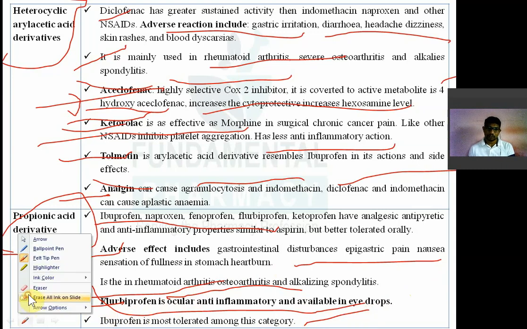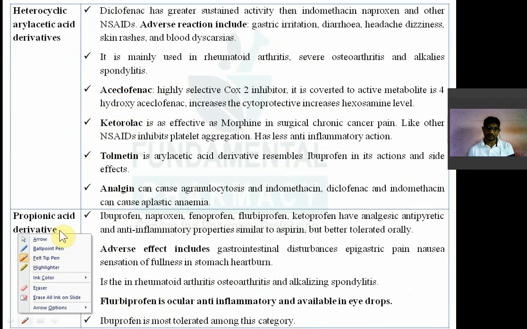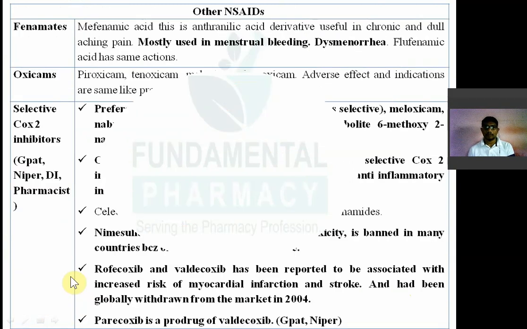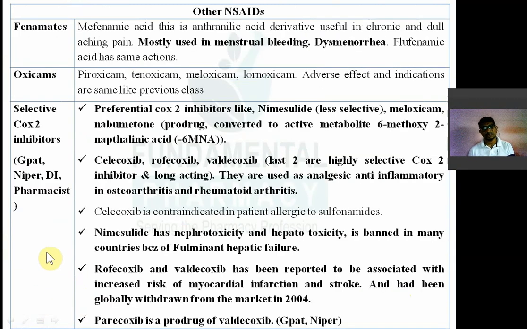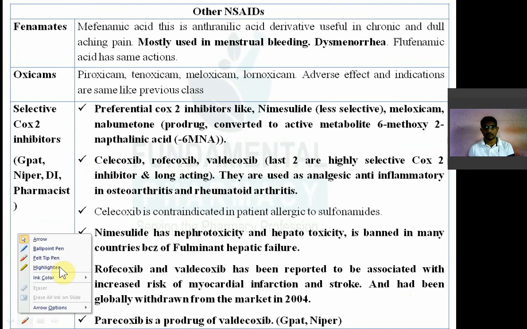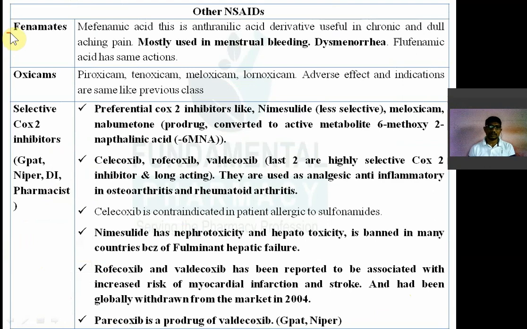So we'll see the next. I think this will be the last slide for today's chapter. Don't worry, we are going to see the same chapter from the medicinal chemistry point of view, and we'll also cover whatever we have completed on drugs acting on the CNS from the medicinal chemistry point of view. Next, the fenamates, the other NSAIDs.